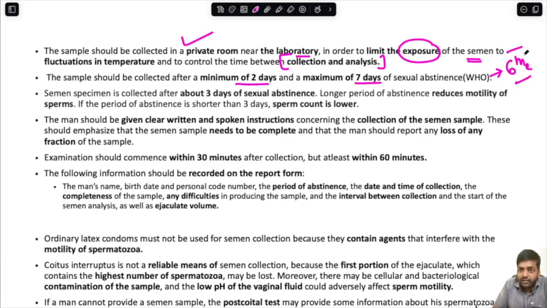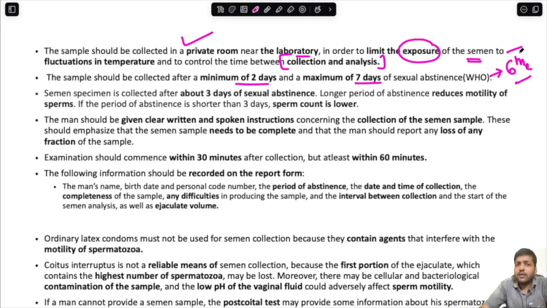But in our country, some of the laboratories follow WHO and some of the laboratories do not follow WHO. Those who are not following, or sometimes in some other books, you will see some other values. Okay, but according to the WHO, the sample should be collected after a minimum of 2 days and a maximum of 7 days of sexual abstinence.